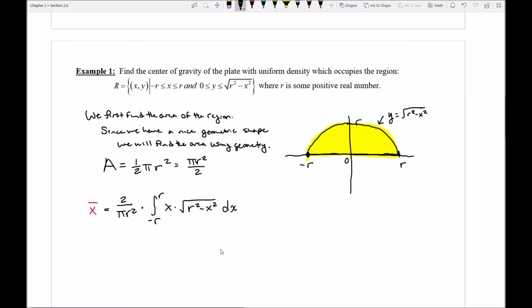All right, now this is a little bit of a complicated looking integral. However, I could make this a lot easier by perhaps noticing that I can go back to my list of common integration techniques.